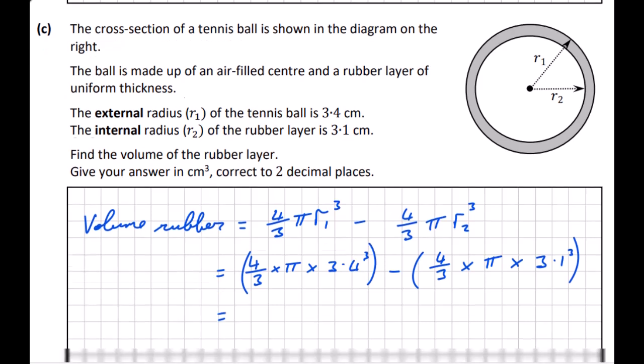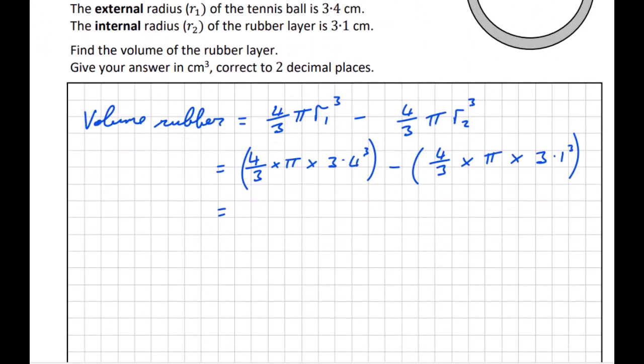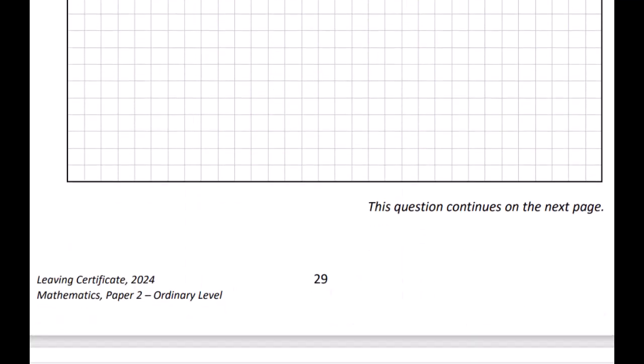So again, that's just all calculator work. You can do that on your calculators. We need our answer correct to 2 decimal places. So the answer is 39.85, and it's volume, so it's centimeters cubed.